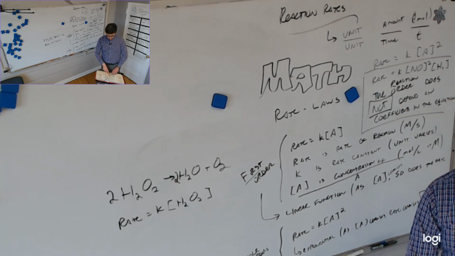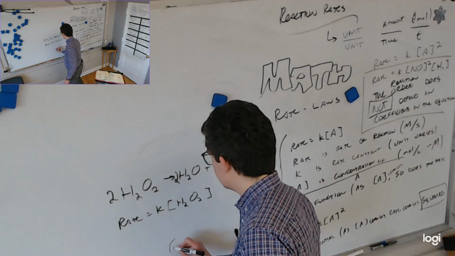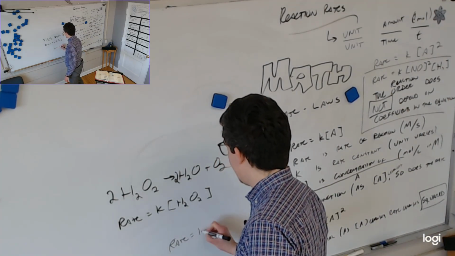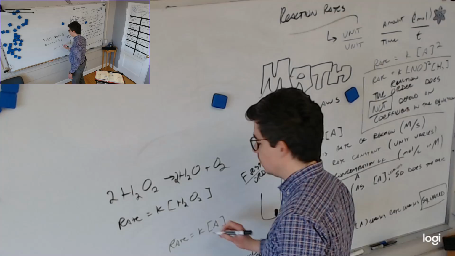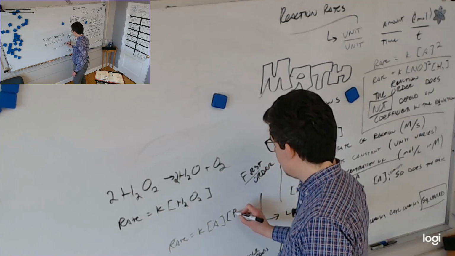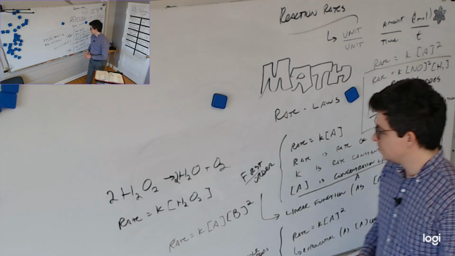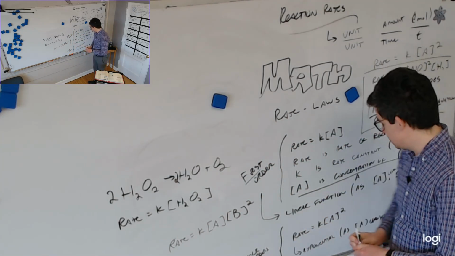Okay, so we would write it as this. Rate equals k, concentration of A, and then this is B squared.